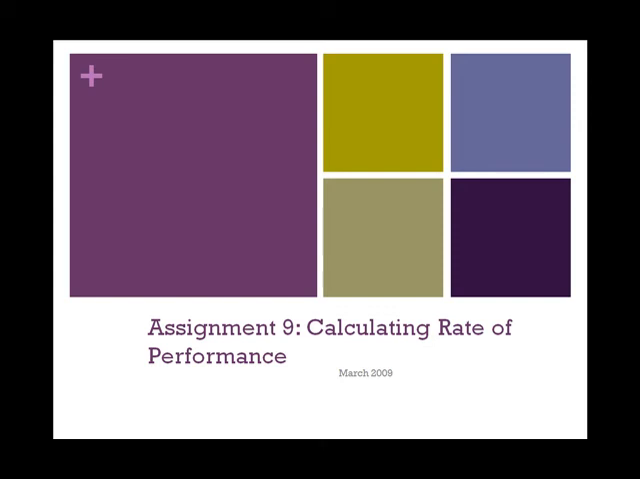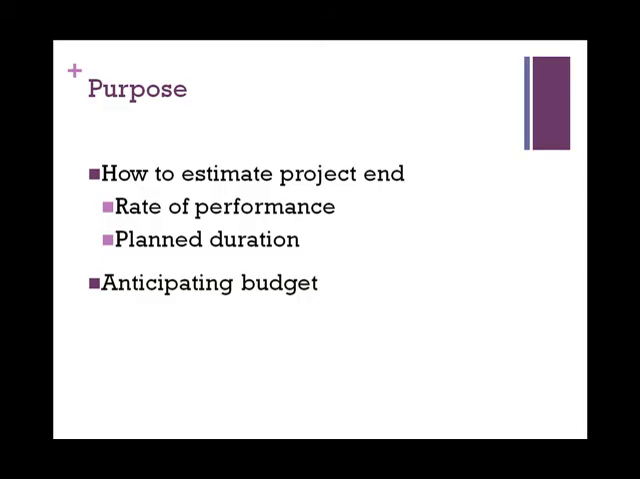This is a presentation on assignment number 9, calculating the rate of performance. The purpose of this presentation is to illustrate how to estimate the project end once the project has begun. This is done by calculating the rate of performance and planned duration of a project based on actual work to date. Revising the estimated project end can then be used to anticipate budget overrun for the project.